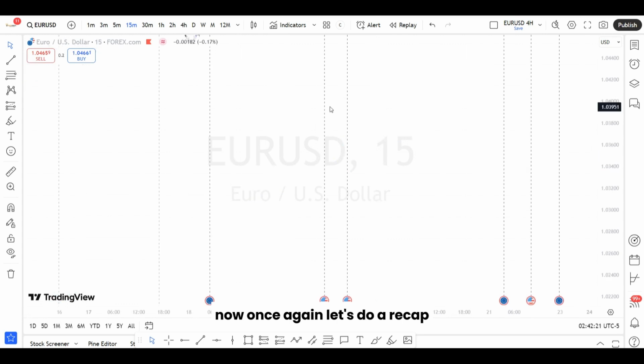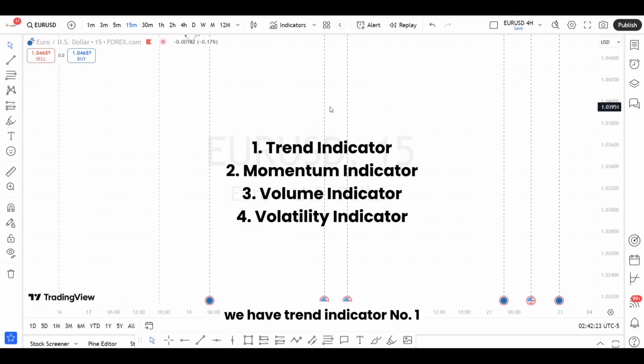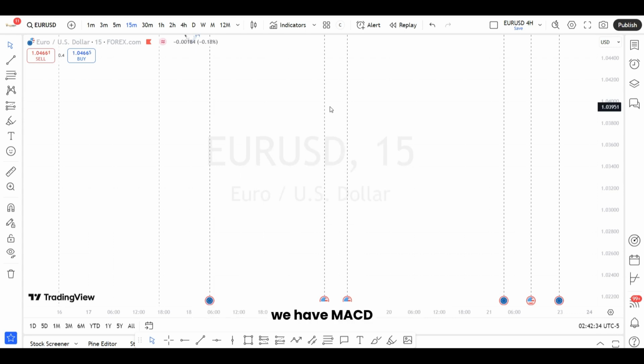Now once again, let's do a recap. Number one, we have trend indicators. Number two, momentum indicators. Number three, volume indicators. And number four, volatility indicators. Types of trend indicators are MACD, parabolic SAR, and moving averages. Types of momentum indicators are RSI, the stochastic indicator, and CCI. Types of volume indicators are the money flow index and normal volume. Types of volatility indicators are the Bollinger Band and the envelope.